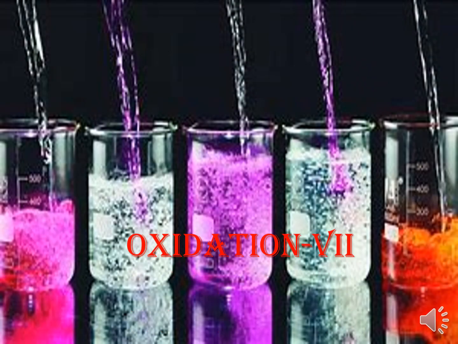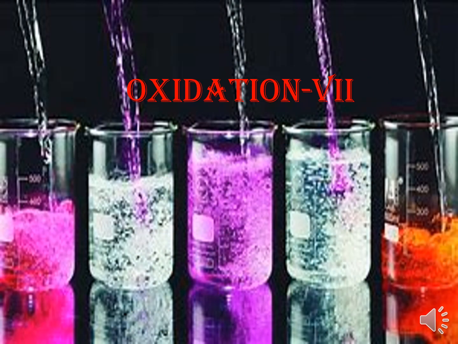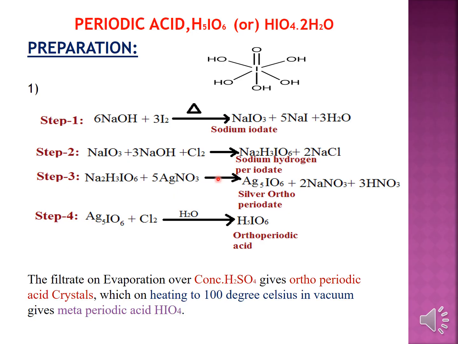Topic is oxidation 7. In this oxidation 7, I will be dealing with the periodic acids. Moving on to periodic acid, it has the formula H5IO6, or HIO4 twice H2O. So this is the structure of periodic acid: 5 atoms of hydrogen, 6 oxygen, and 1 iodine. That is your H5IO6.